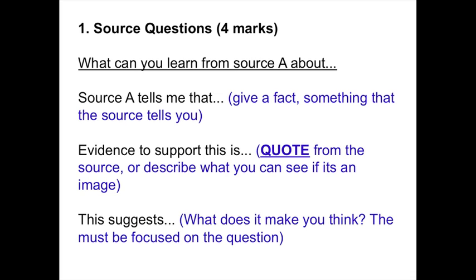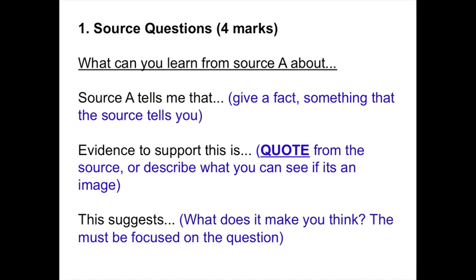This is a 4-mark answer, and to answer this you need to do fact, evidence, inference. So source A tells me that... Take a fact from the source, something that you can find out from it. Evidence to support this is either a quote from the caption of the source or describe the picture, what you can see, or you can do both if you want to. And then you need to make an inference. So you can say this suggests, or from this I can infer, or this makes me think. However you want to word it is up to you, as long as you do fact, evidence, inference.